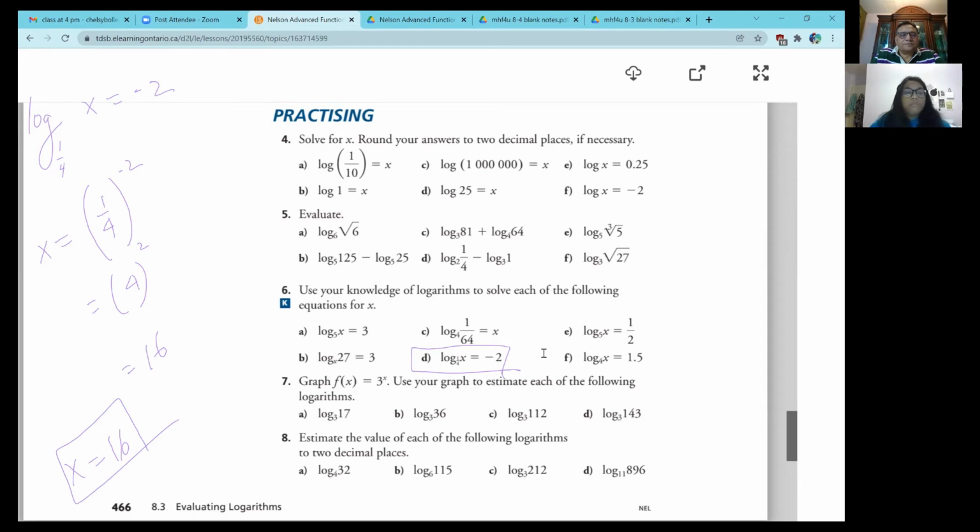Why does it become 4? And why did you turn 1/4 to 4? The exponent was -2. Minus means reciprocal, right? So 1/4 to the power of -2 is the same as 4 to the power of 2. And 4 squared is 16.